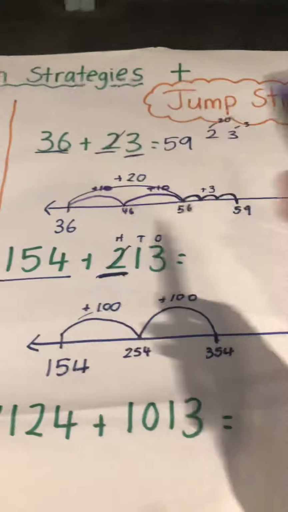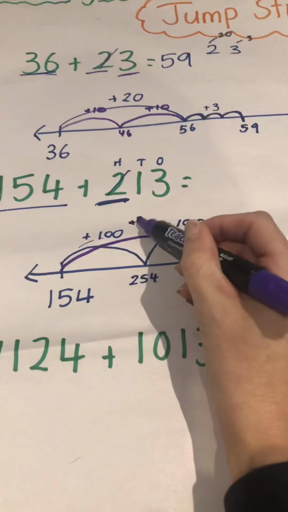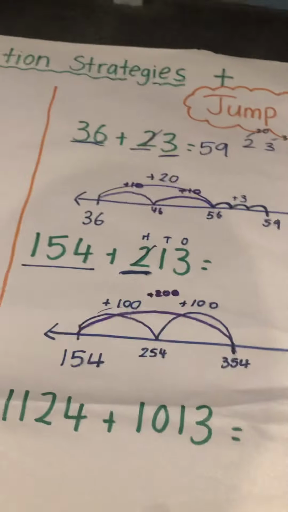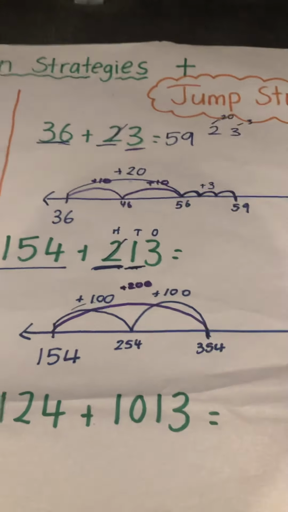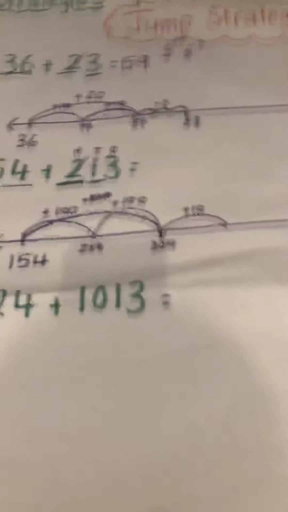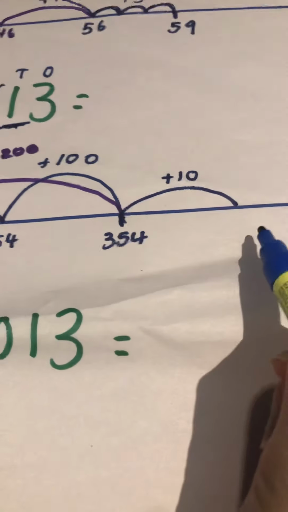Again, like this one up here, if you would like to just do one simple jump from there to there and write plus 200, that is fine as well. Okay, now I need to add on 10, because that's my next number here, working down in place value. So I'm going to do another jump here and write plus 10. Now, we are adding 354 plus 10.